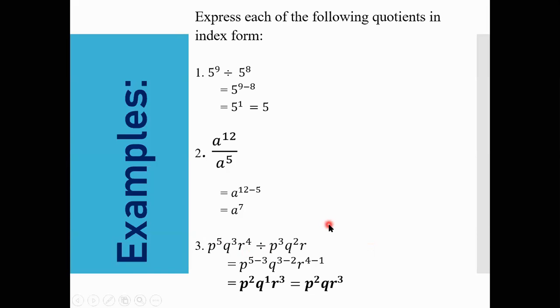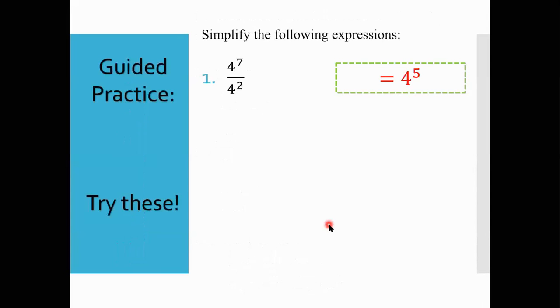So let's do some. Try this one. This one is quite easy. So we have 4 to the power of 7 over 4 squared.